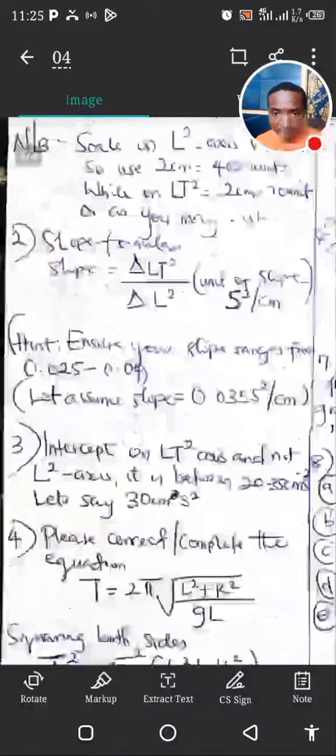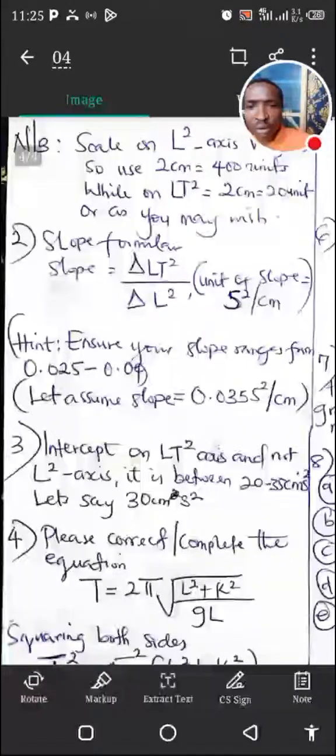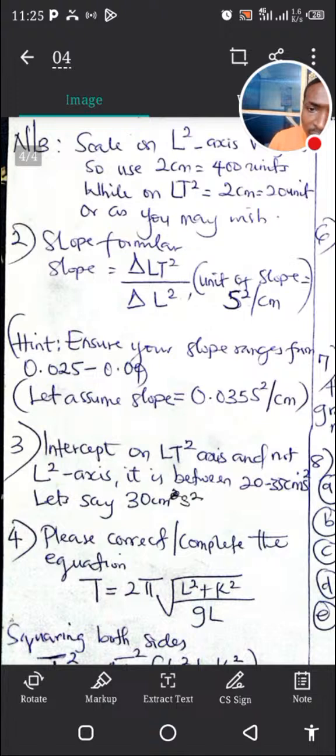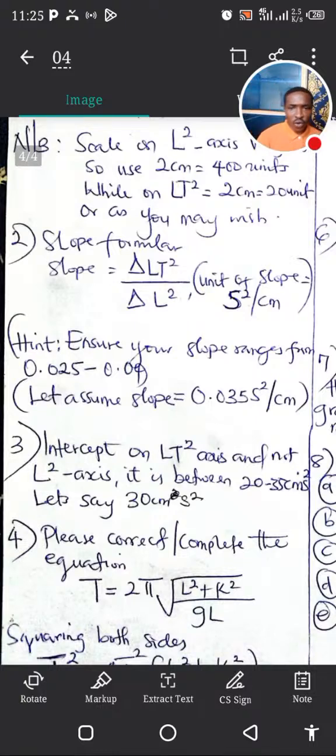Now, this is the complete and correct equation that I mentioned earlier. In your book, it was not completely written. They just put T equals to 2. So this is the complete one.